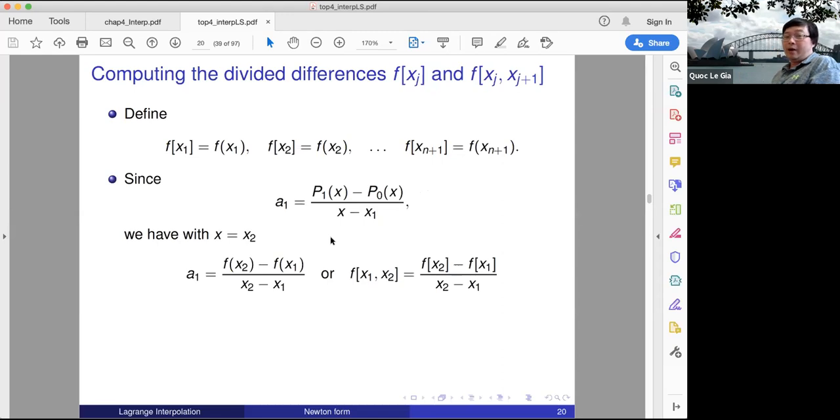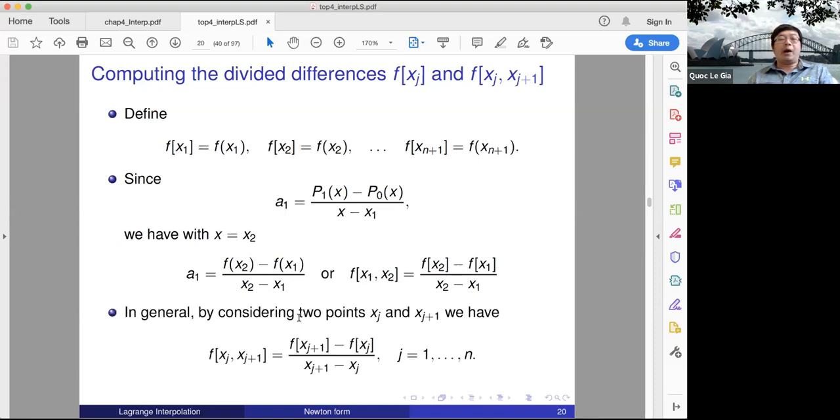And so now what is A1? Okay, we discussed before. A1 is just the slope of the line that connects two points. So A1 is just f of x2 minus f of x1 over x2 minus x1. Or we write it like this. This is a new notation. So the divided difference over x1 comma x2 is just this: f of x2 minus f of x1 over x2 minus x1.